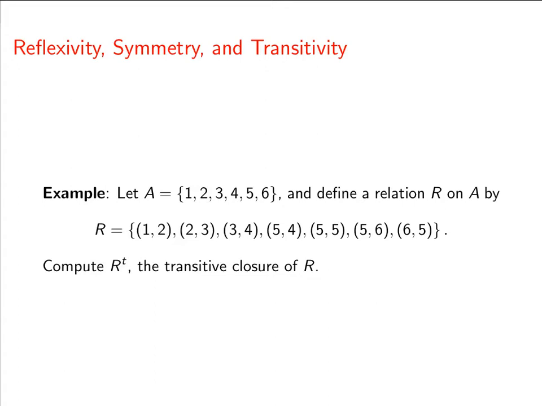And let's start by making a relation. This is going to be a relation on the set A, which has 1, 2, 3, 4, 5, 6. And these particular ordered pairs are going to be in the relation. And I'd like to compute the transitive closure of this relation. And let's show a picture to illustrate why this relation is not transitive.